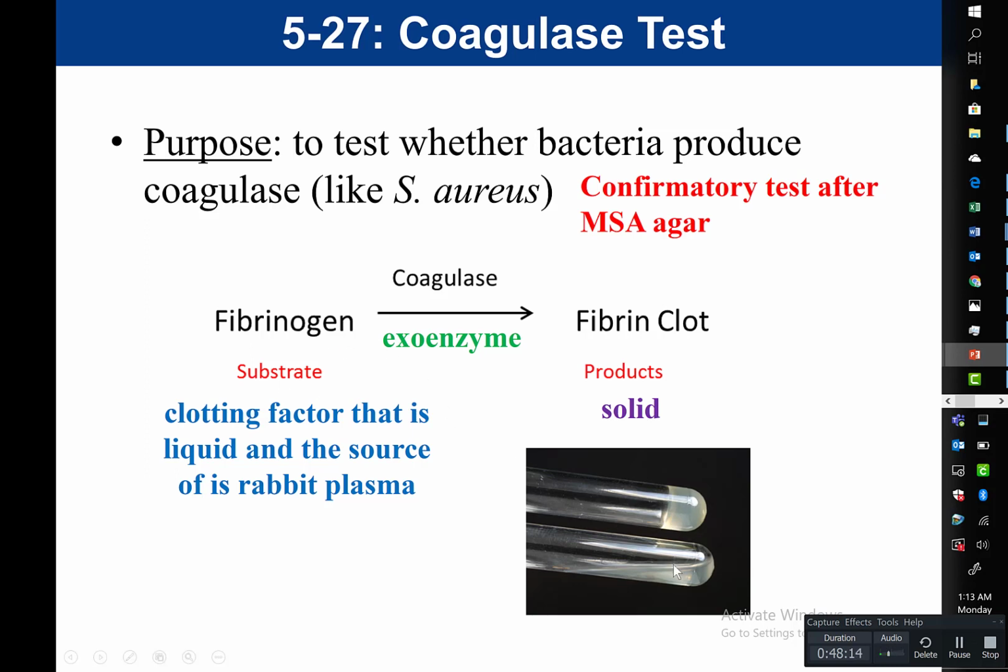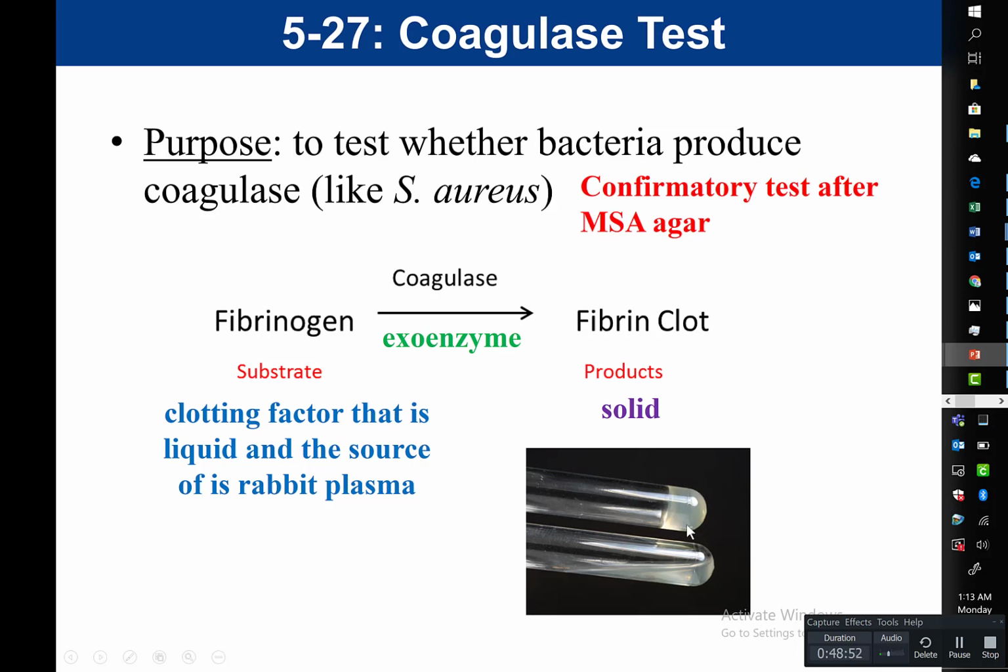So this would be an example of what it would look like after. Notice that in this one, this is a liquid. When you turn the tube on its side, it's a liquid. If you see this, where it stays a solid, that means that bacteria did produce coagulase, and the solid would be our positive. This is where we have our fibrin clot forming, because this bacteria did produce coagulase, and it formed this clot outside of the bacteria, which again is why coagulase is an exoenzyme.